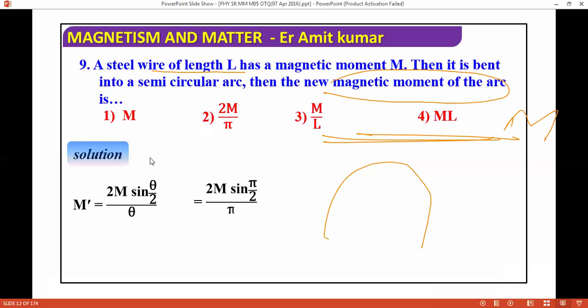So basically, what formula are we applying for magnetic moment? 2m sine theta by 2 divided by theta. So if you have a wire whose magnetic moment is m, already given in the question.